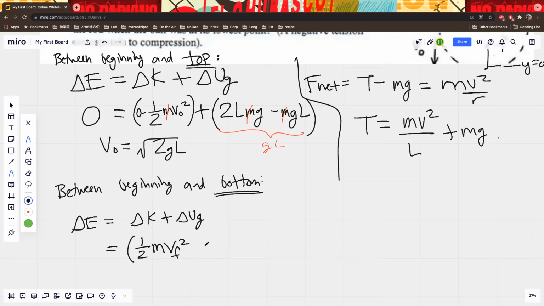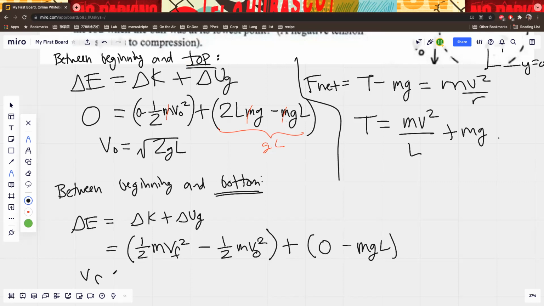And the initial kinetic energy? When you say initial, do you mean the top or the beginning? It'll be half m v initial squared. And then the gravitational: final it's 0, and initial it'll be mass times gravity times L. So now we have enough to find vF, right?